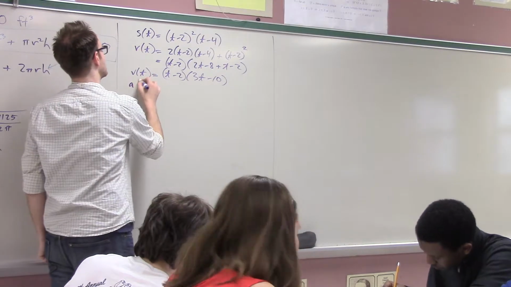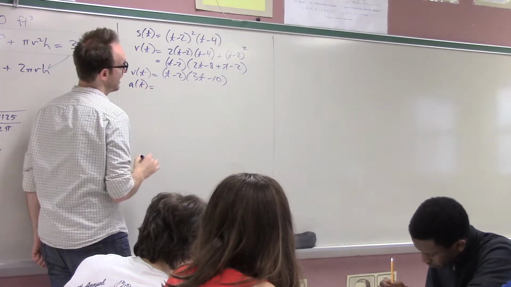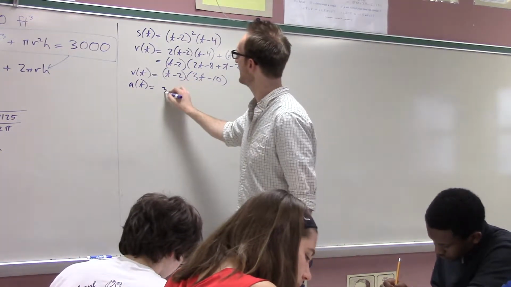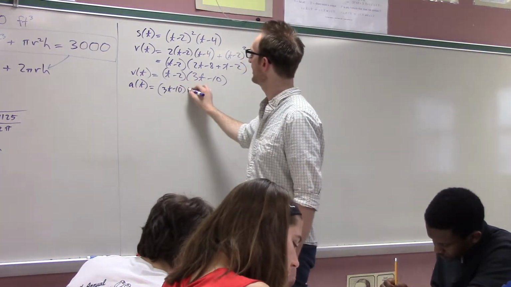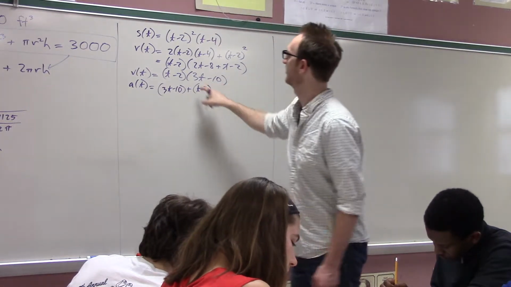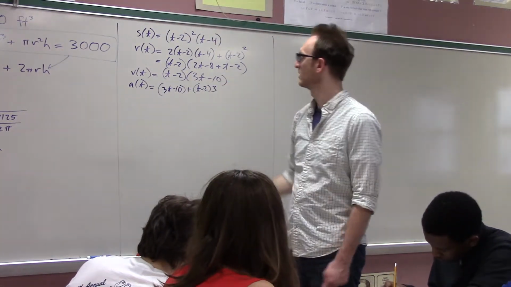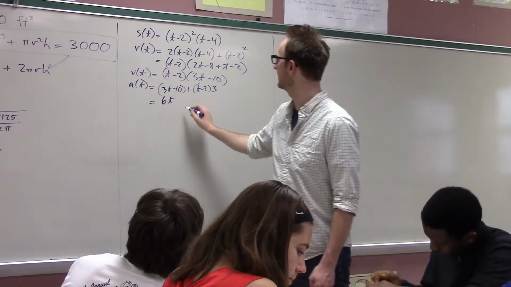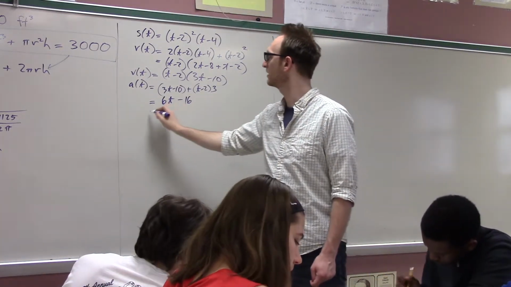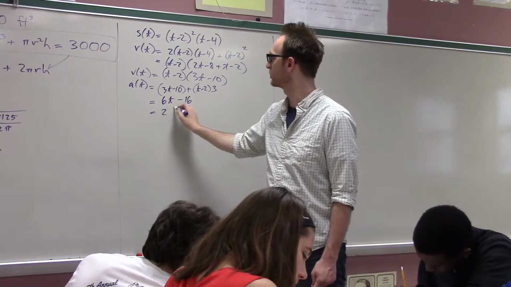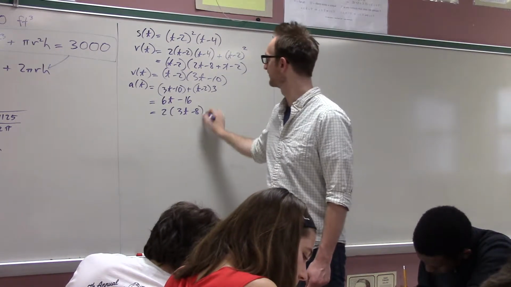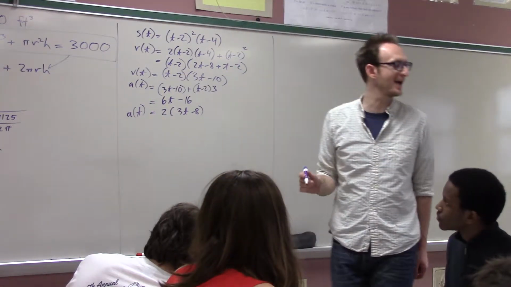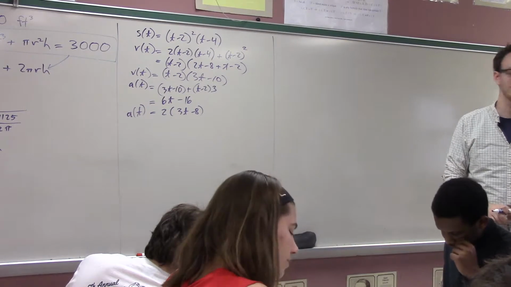What about my acceleration function? Well, I guess I'll just use the product rule again. Derivative of the first, which is 1, times the second, so 3t minus 10, plus the first times the derivative of the second, which is just 3. And so if I simplify that, I get 6t minus 16, which could also be written as 2(3t minus 8). All right, so this is another one of those things. Don't drop the baby by taking the derivative wrong or factoring wrong, otherwise everything will be wrong.